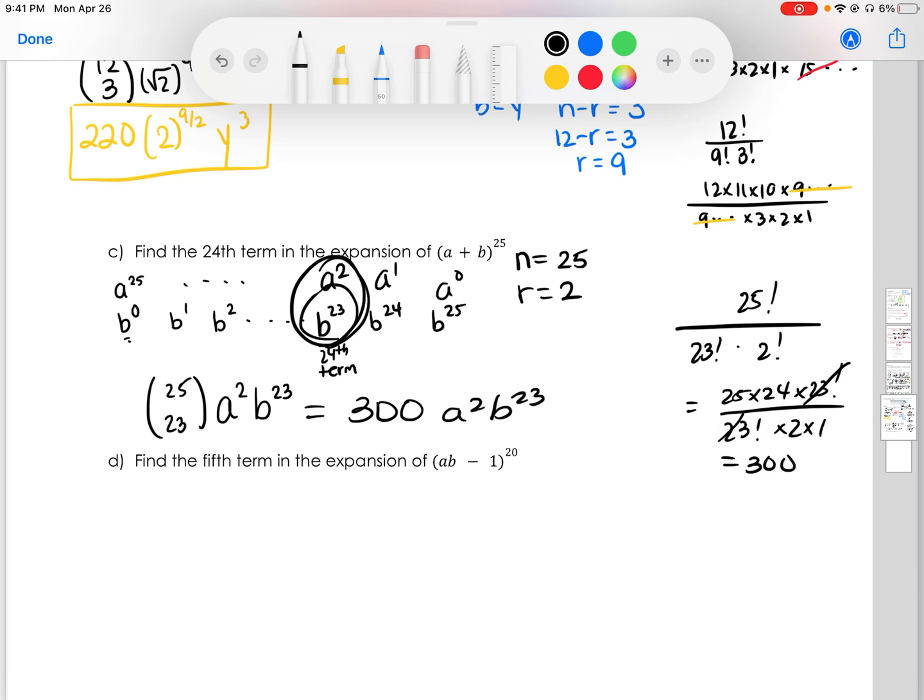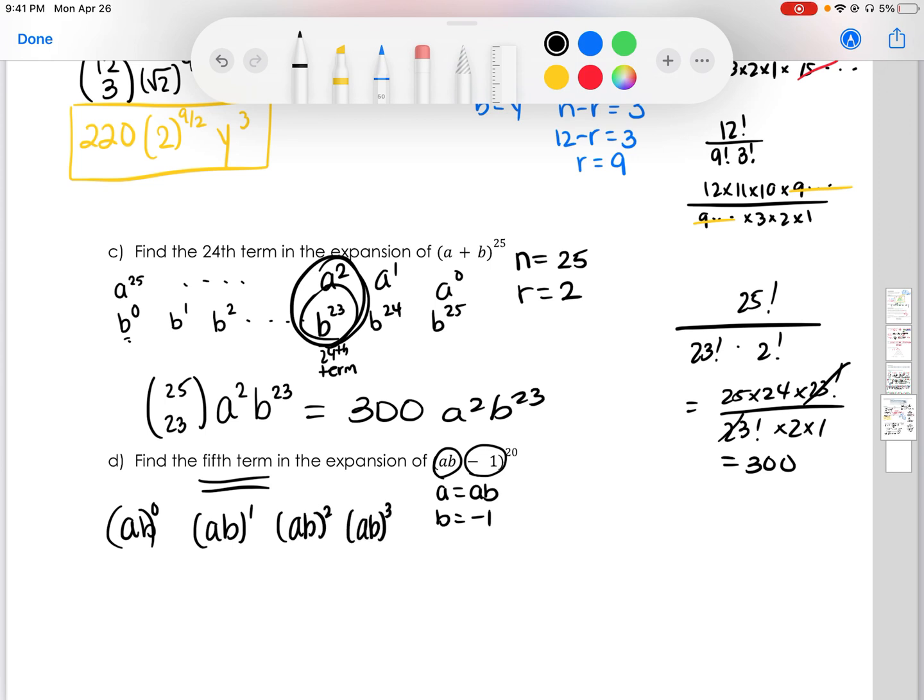All right, and then find the fifth term in this expansion. Remember, just tag these guys together. So AB, my A in this case is really AB. My B in this case is really -1. We want to find the fifth. So whichever way you want to do this, AB would be to the 0, AB to the first, AB to the second, AB to the third, 1, 2, 3, 4. The fifth term would be AB to the 4th power.